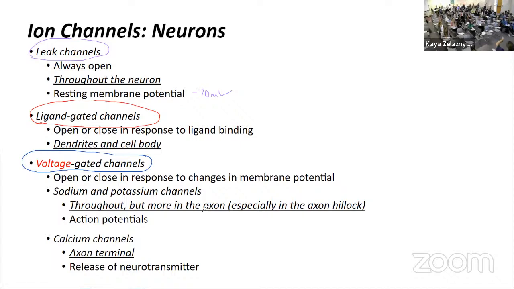That was the place where we were just looking at those graded potentials summing together, especially those spatial summation ones. That's right at the beginning of our axon. So we care about voltage-gated channels there specifically, because that's the region where, if we fire off an action potential, it's going to happen. So we have a high concentration of voltage-gated channels right there. When we get to synapses and talk about the release of neurotransmitters, we're going to think about calcium channels. Those are all the way on the end of the neuron at our axon terminal.